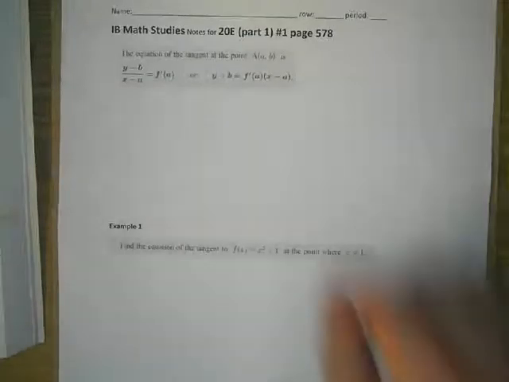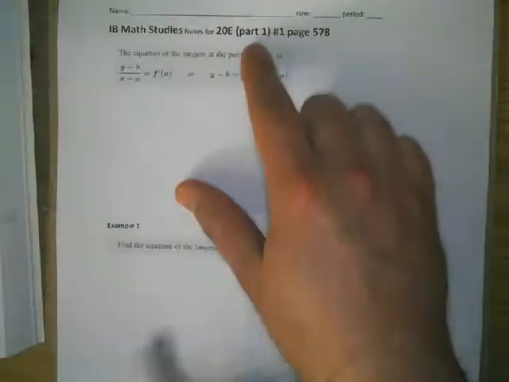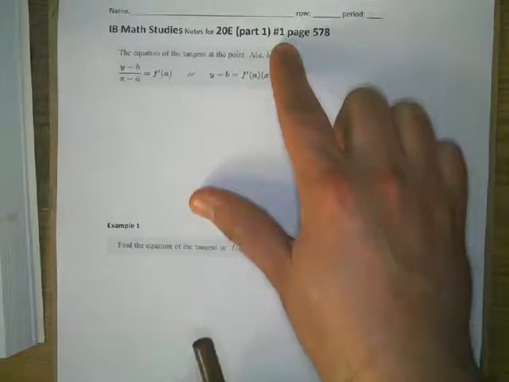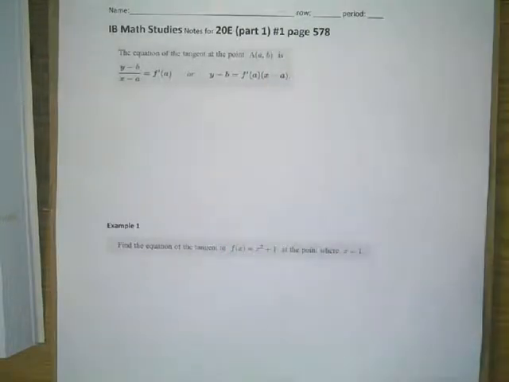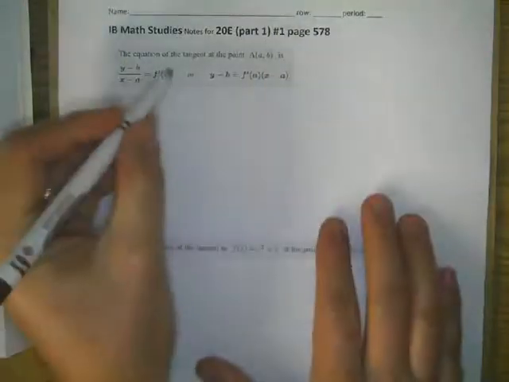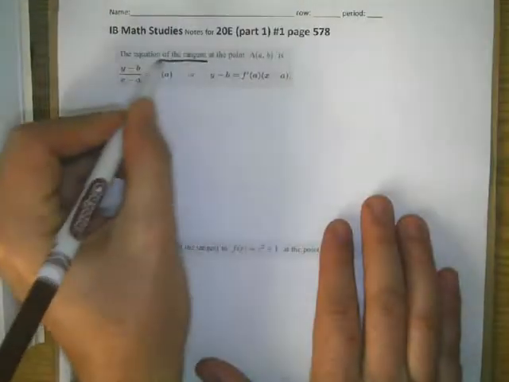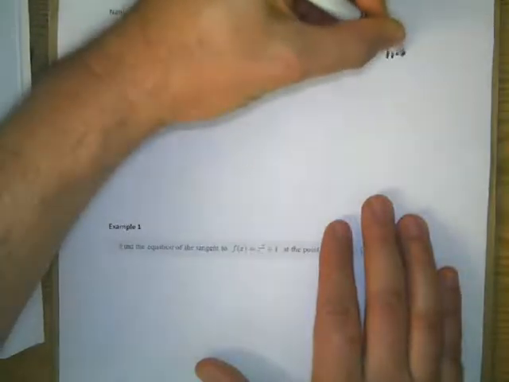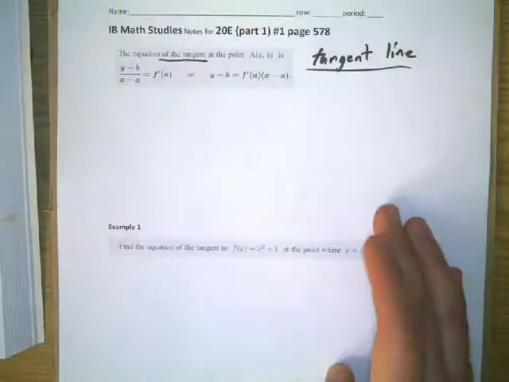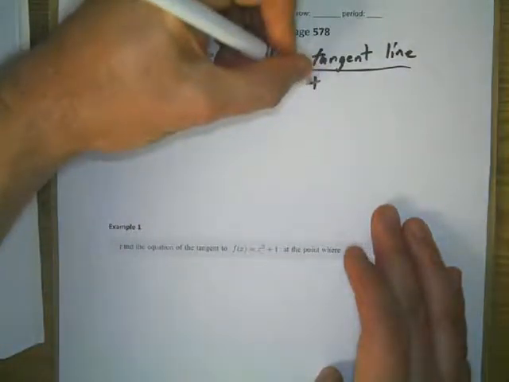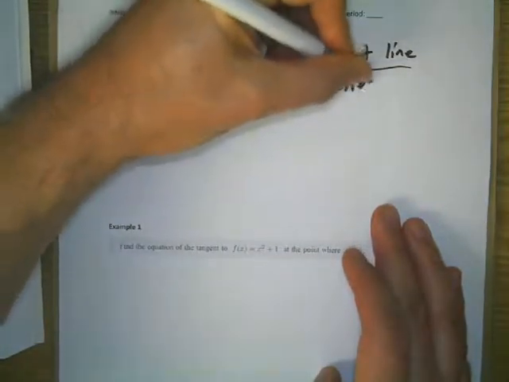Today we're going to do 20E, for half of it, only assigning question number 1 on page 578. So let's talk about this. An equation of a tangent. A tangent is a line that touches the curve in one point.